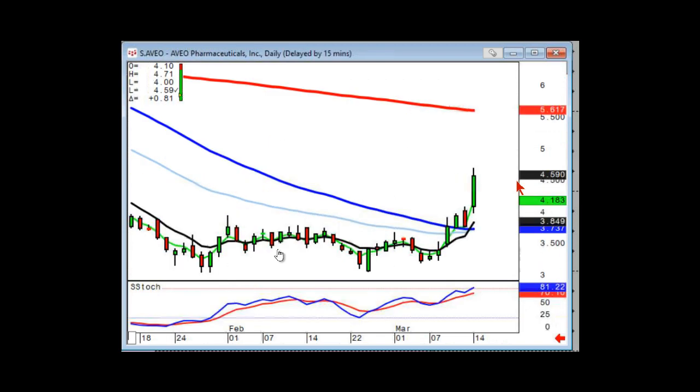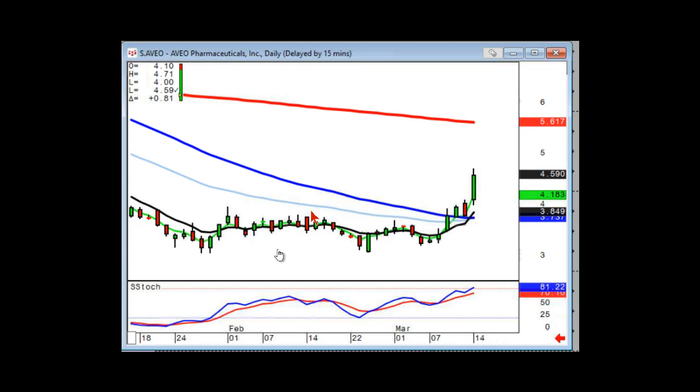AVEO, that's a good trend kicker break out of a fry pan bottom. That one, and look where it did it, right here at the breakout level of the 50. Here's your next likely target.